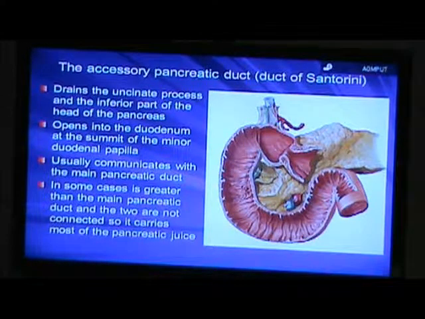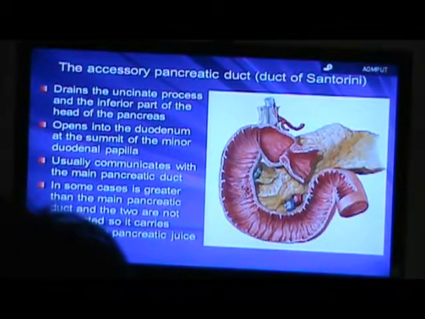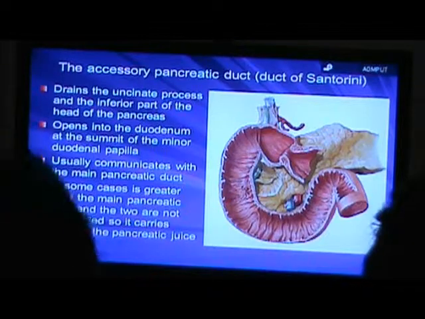So, one more time, let's see. This is the minor duodenal papilla. Here enters the accessory pancreatic duct. It's impossible to see this minor duodenal papilla in our specimens. And the major one, you can try, but it's extremely difficult.